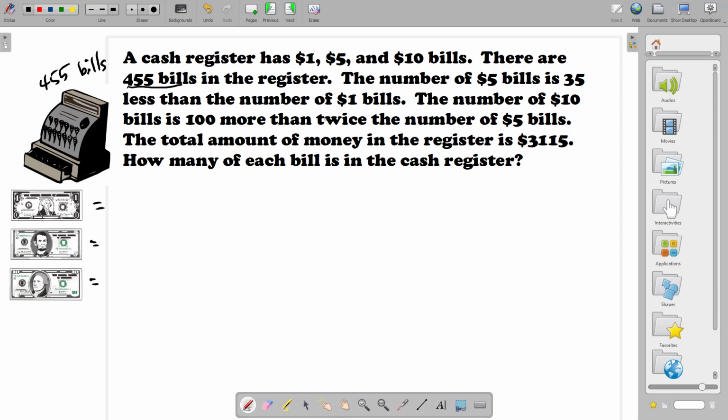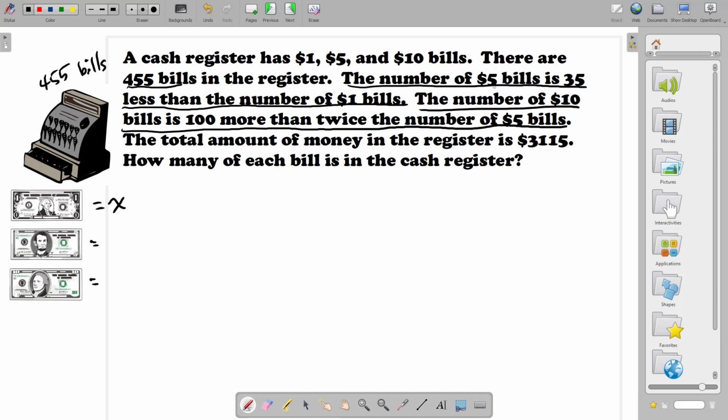We have two key sentences here. The number of $5 bills is 35 less than the number of $1 bills. The number of $10 bills is 100 more than twice the number of $5 bills. There is no sentence that says the number of $1 bills is, so I'm going to call the number of $1 bills X.